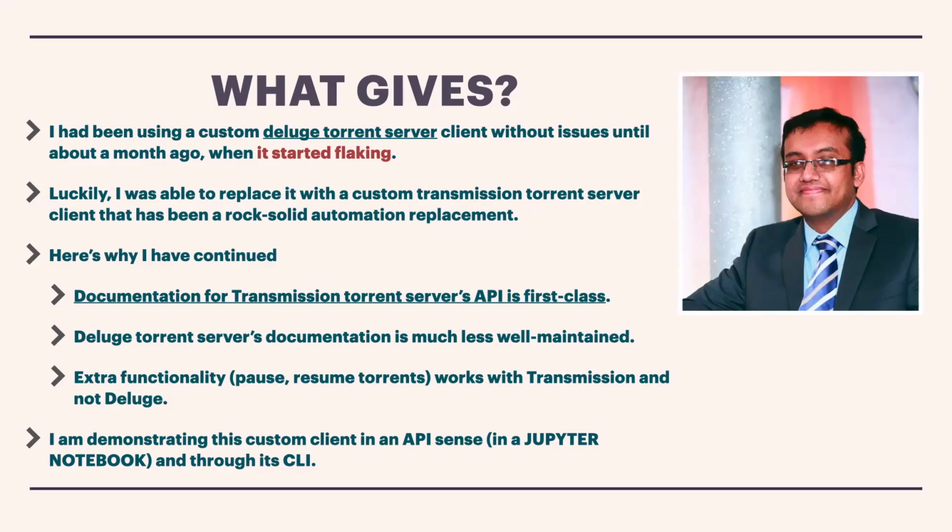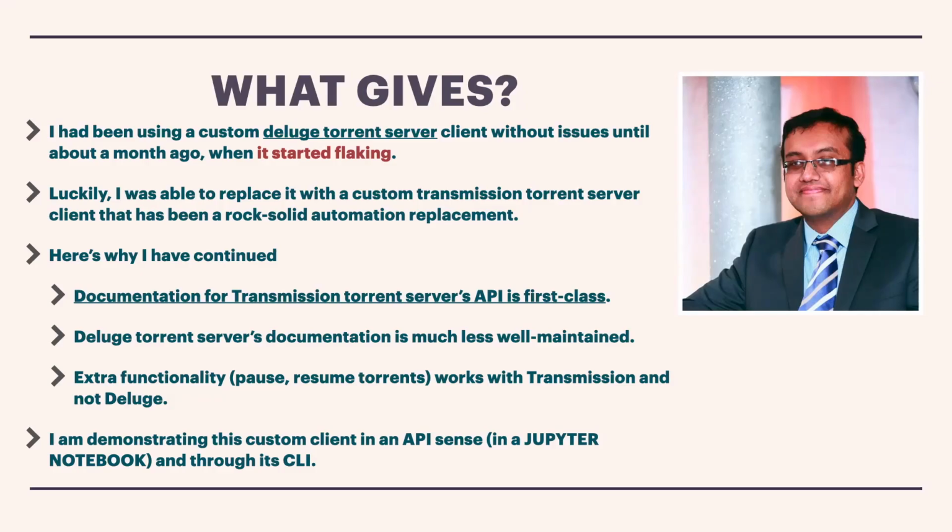But here's really why I continued. The documentation for the Transmission torrent server's API is first class. It's really robustly maintained by several people, and it's got a big community behind it. In contrast, the documentation for Deluge torrent servers is much more bespoke and custom, and I think it was last updated 4 or 5 years ago.